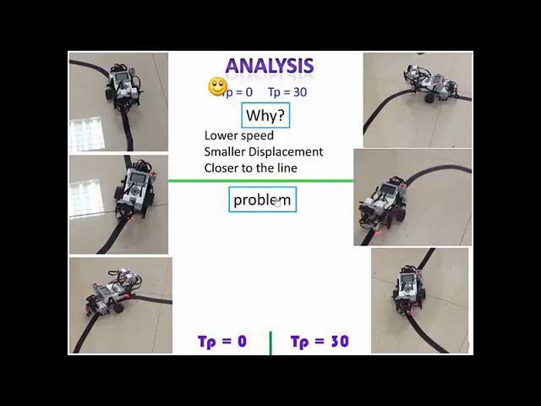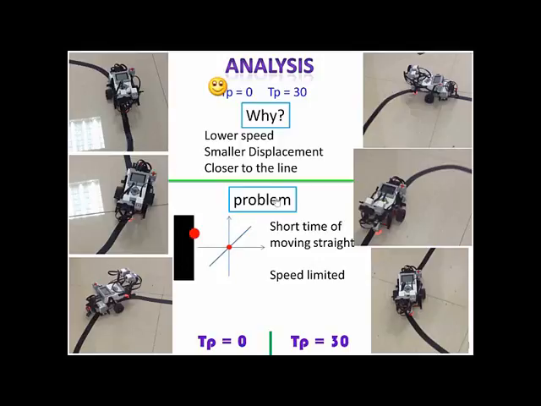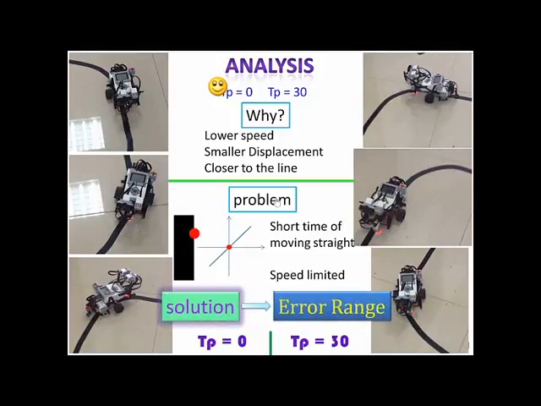Actually, it has a problem. The robot can only have a very, very short time of moving straight, which will limit the speed. So the solution is the error range.